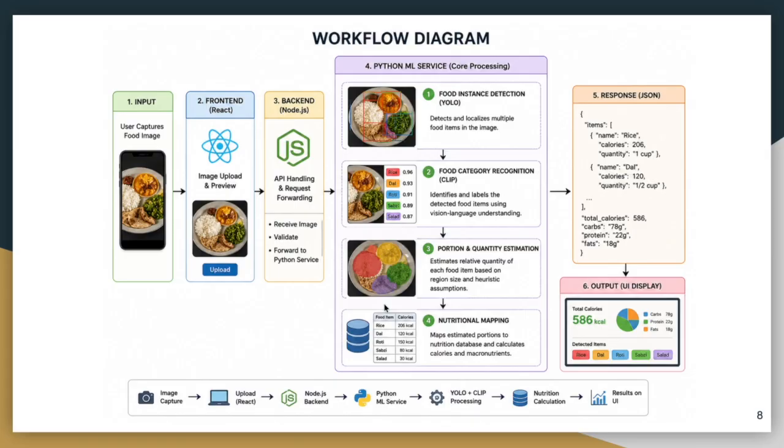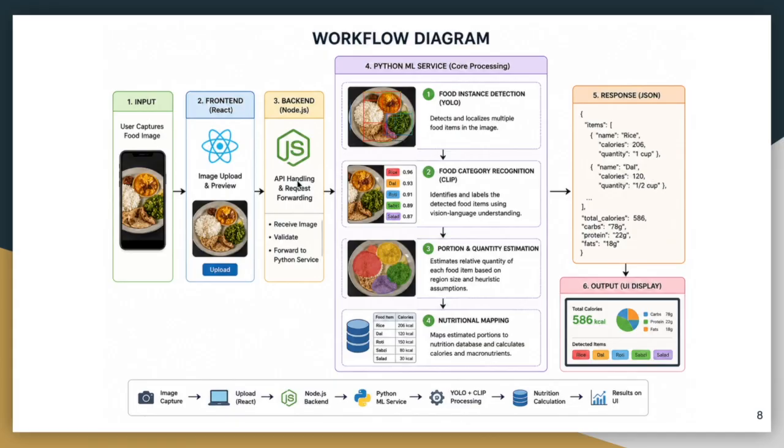So if we talk about the workflow diagram of our application, basically when the user provides the input, it goes through the front end to our back end. We used Node.js for our back end, React for our front end, and for our Python microservice we are using YOLO and CLIP, which is another layer that comes in as the user uploads the image to the front end. It goes to the Python layer.